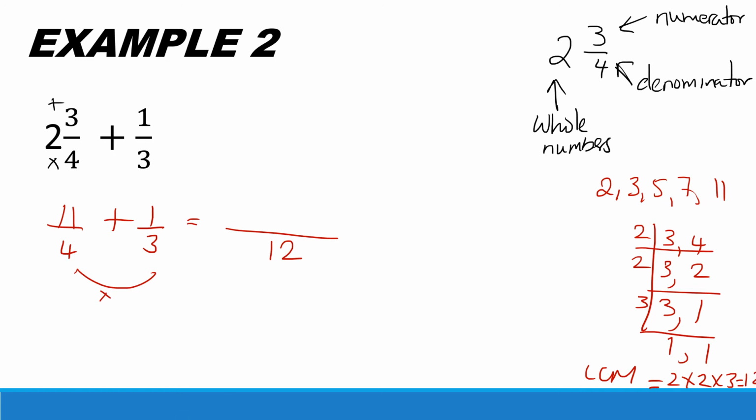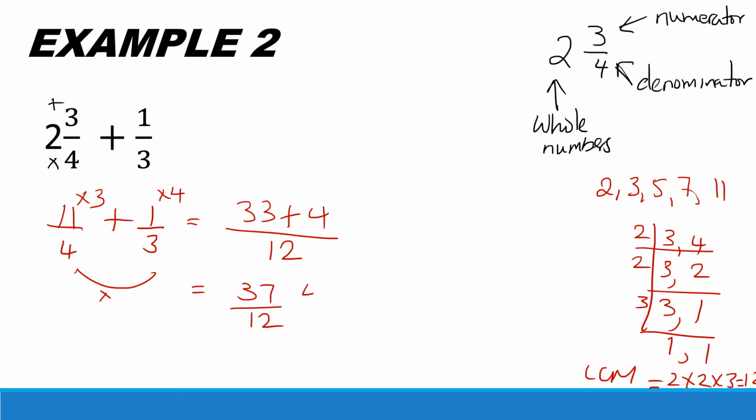And now we're going to follow our method. 4 into 12 is 3. We're going to multiply that here. 3 into 12 is 4. We're going to multiply that there. So 11 times 3 is 33, plus 4 ones are 4. We're going to get 37 over 12.